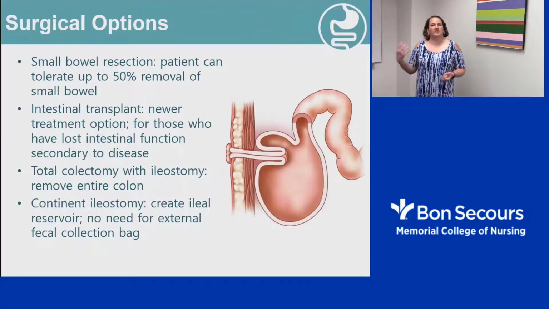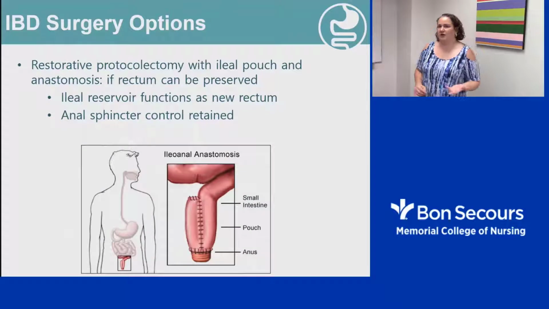Total colectomy with ileostomy, which we'll talk about further with ostomies. And then a continent ileostomy is what you actually see in the picture there. So you create essentially a reservoir, so there's no need for an external bag. They still have a stoma, but you access it with a catheter to drain out the fecal matter, which will be essentially liquid. That's why a catheter will work right there.